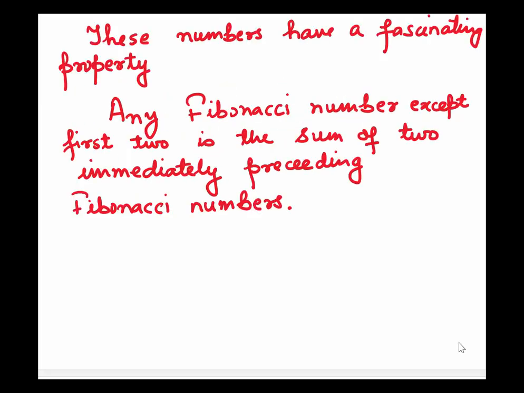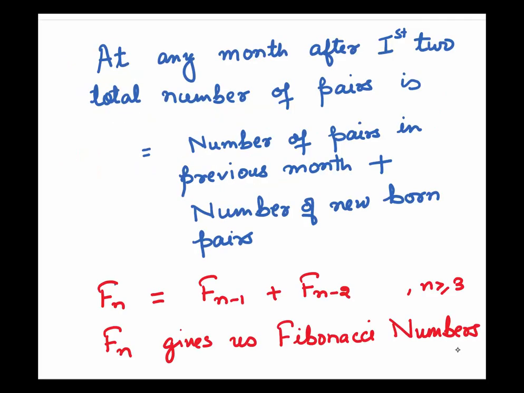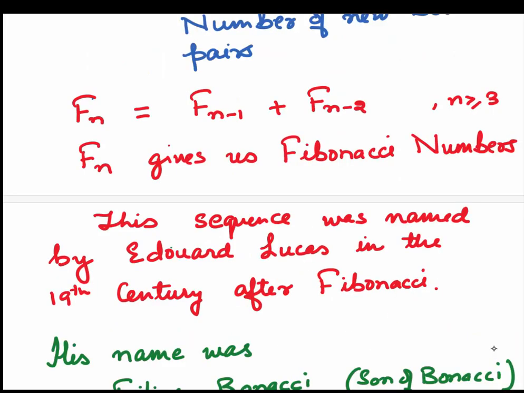These numbers have a fascinating property. Any Fibonacci number except the first two is the sum of the two immediately preceding Fibonacci numbers. So what is the process? At any month after the first two, the total number of pairs is the number of pairs in the previous month plus the number of newborn pairs. This gives rise to a recursive formula. Fn is equal to F(n-1) plus F(n-2) where n is greater than or equal to 3. Fn here gives us the Fibonacci numbers.